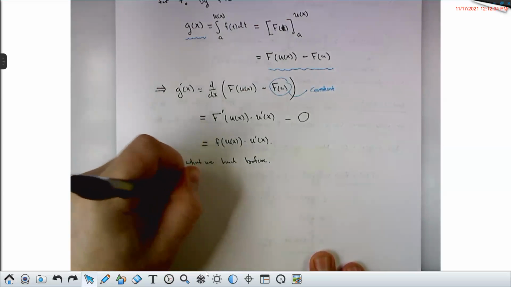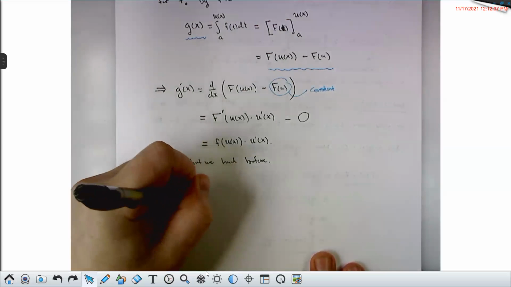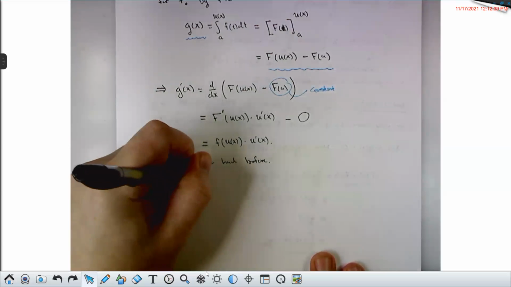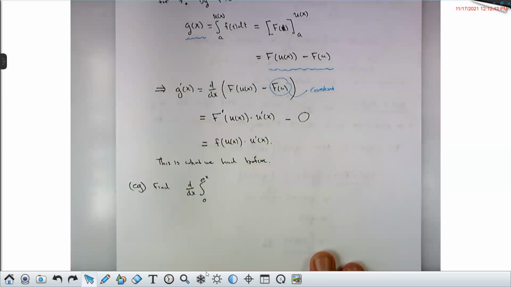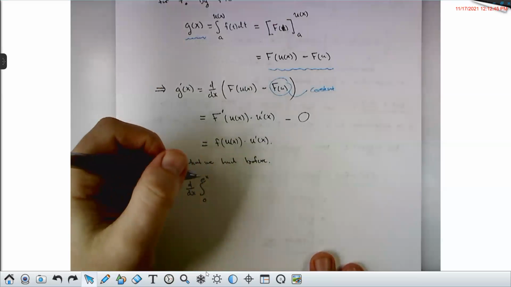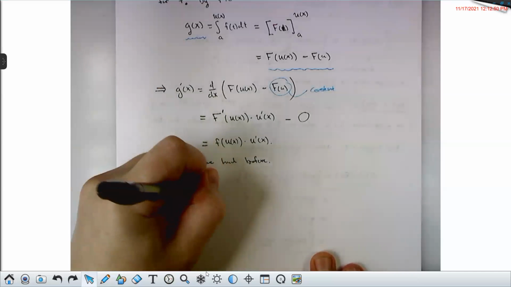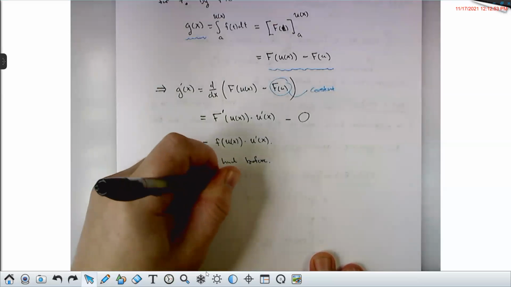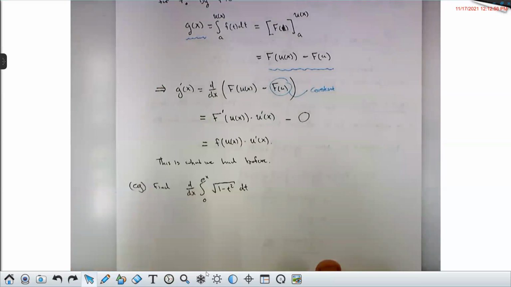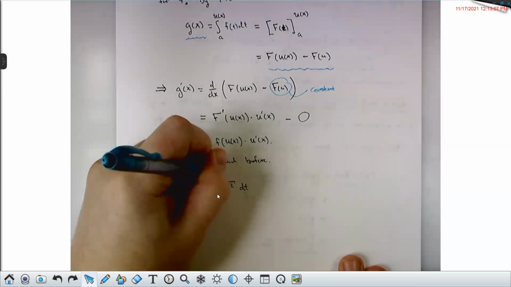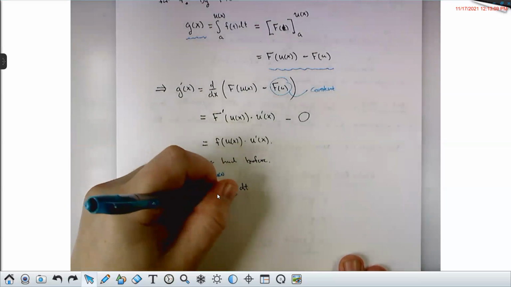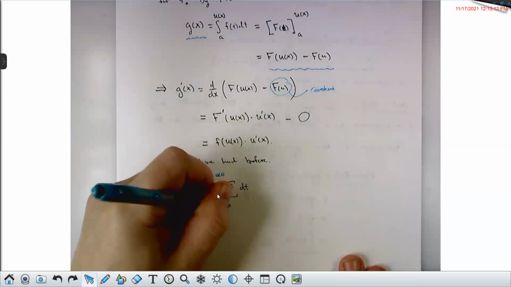Let's find d dx of the integral from 0 to e to the x of, what would be fun? How about the square root of 1 minus t squared dt? So here my e to the x, this is u of x. And 1 minus t squared, that's my little f of t.